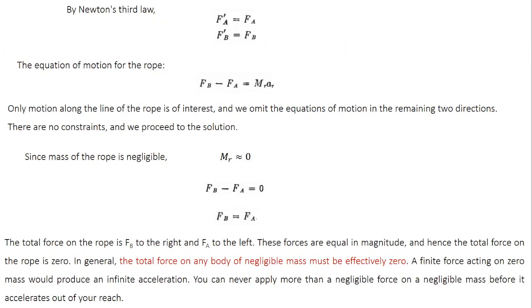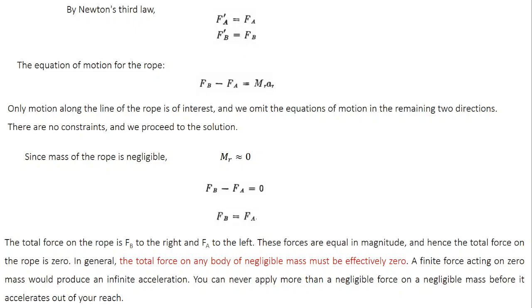Now, it's time to write down the equations of motion, the Newton's equation from the third law as well as the constraint equation. That's what the methodology says, right? So first, Newton's third law: the force exerted by the astronaut on the rope will be equal and opposite to the force exerted by the rope onto the astronaut. So I can write Fa prime equal to Fa, similarly Fb prime equal to Fb.